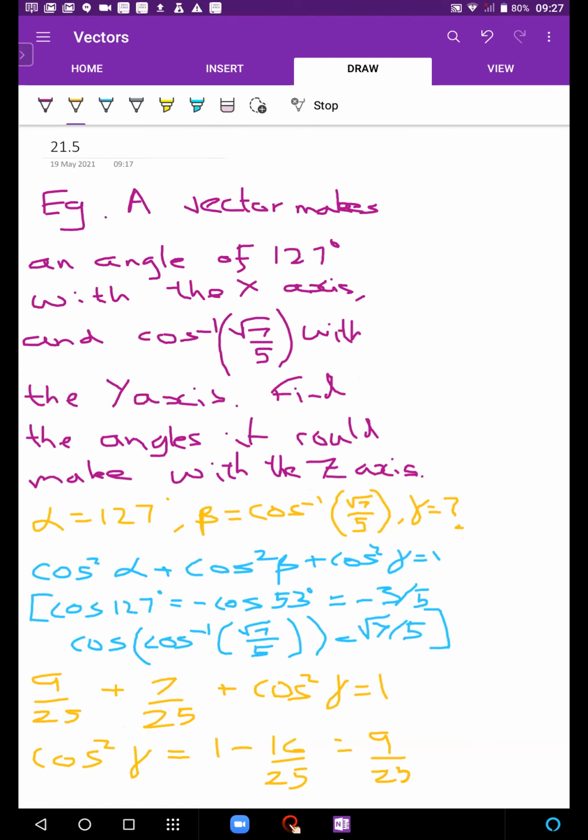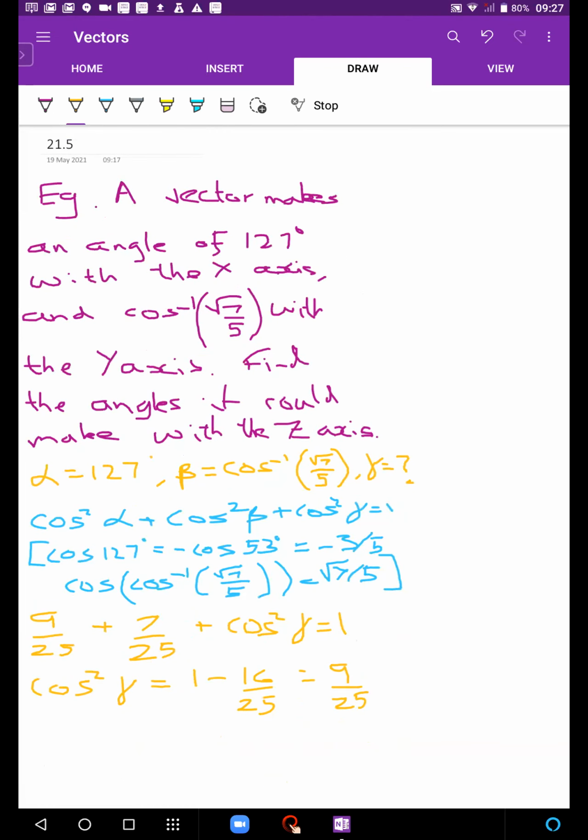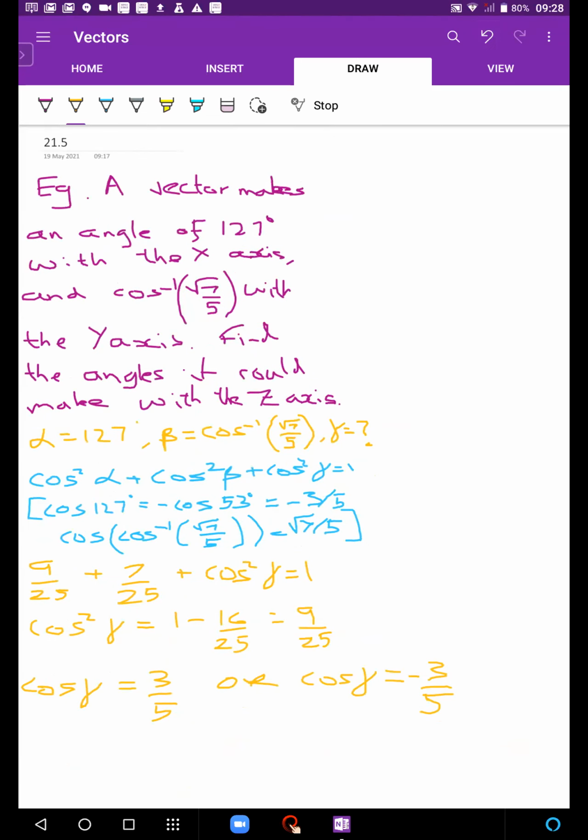Now this is where you have to be careful. Whenever you take this kind of root in maths, you should realize that cos gamma has two options. Either cos gamma can be 3 upon 5 or cos gamma can be minus 3 upon 5. The 3 upon 5 answer we know is straight away 53 degrees.